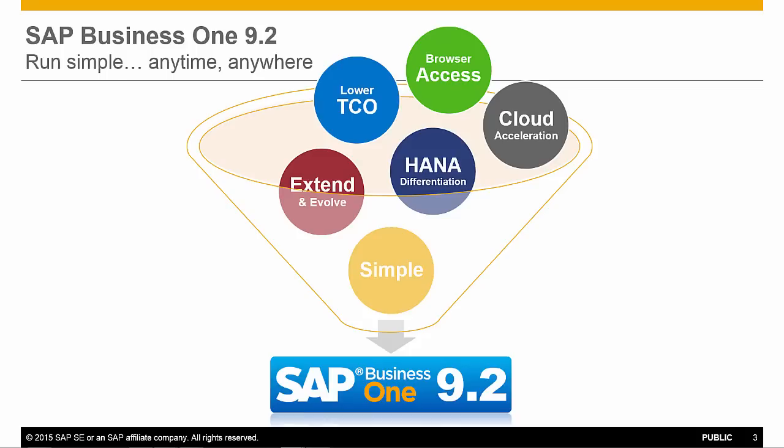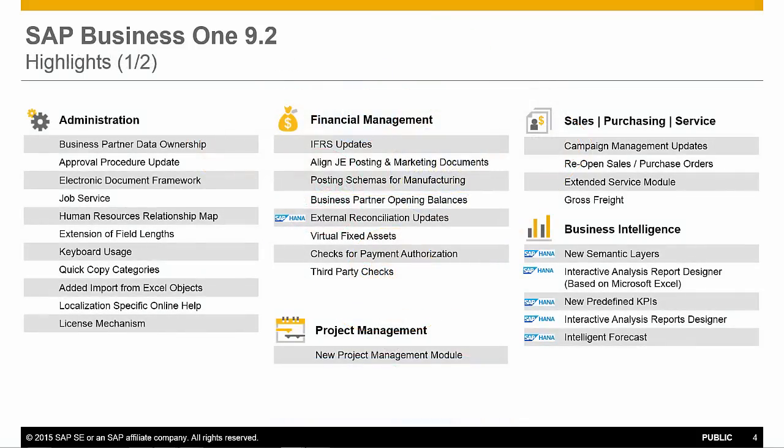So what's on the agenda? We have a number of key highlights which will be covered in more detail in the coming slides. From enhanced administration topics, financial management, and introducing our new project management module, and updates to sales, purchasing and service. SAP Business One 9.2 version for SAP HANA include powerful business intelligence tools we will also share with you.